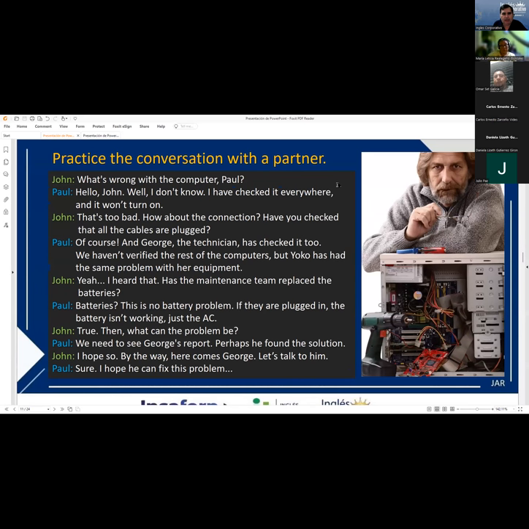What's wrong with the computer, Paul? Hello, John. Well, I don't know. I have checked it everywhere and it won't turn on. That's too bad. How about the connection? Have you checked that all the cables are plugged? Of course. And George, the technician, has checked it too. We haven't verified the rest of the computers, but Yoko has had the same problem with her equipment. Yeah, I heard that. Has the maintenance team replaced the batteries? Batteries? This is no battery problem. If they are plugged in, the battery isn't working, just the AC. True. Then what can the problem be?